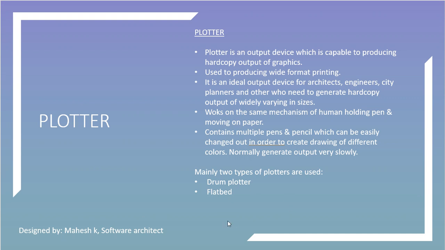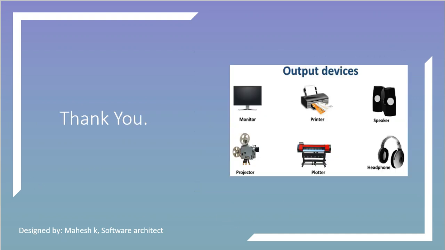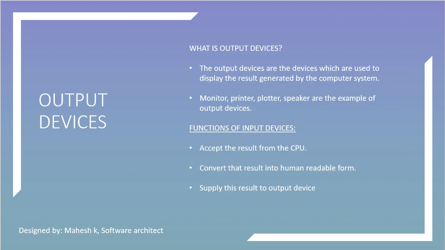Okay, so the next slide is thank you. I hope you understand what an output device is in computer fundamentals. The output device is the device which is used to display the result generated by the computer system. Monitor, printer, plotter, speaker and others are examples of output devices.